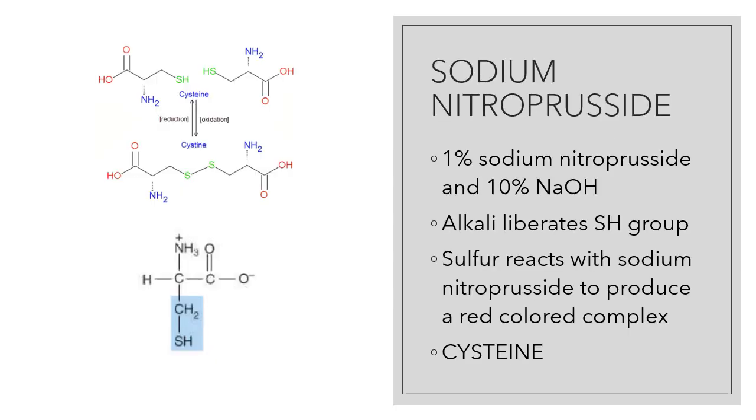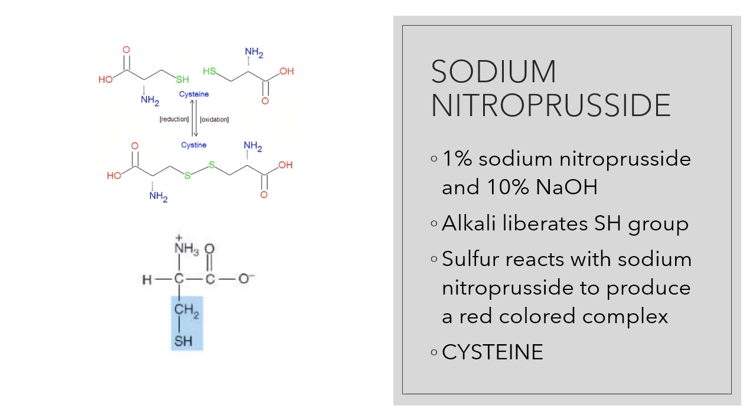Then you have your sodium nitroprusside test. It utilizes 1% sodium nitroprusside and 10% sodium hydroxide. Proteins that contain cysteine will give a red color in a dilute ammoniacal solution. The alkali, which is your sodium hydroxide, will liberate the sulfhydryl group, and the sulfur reacts with sodium nitroprusside to produce a red colored complex.